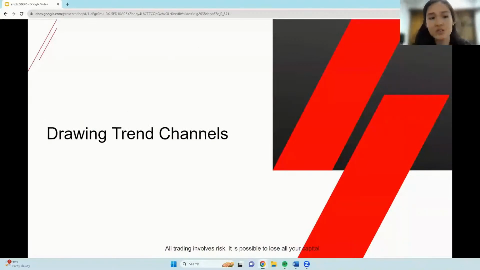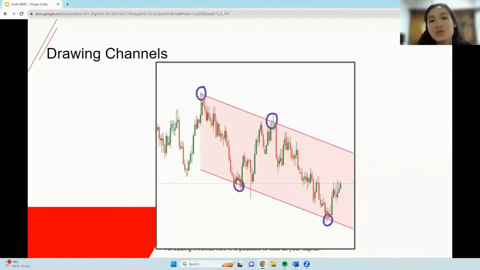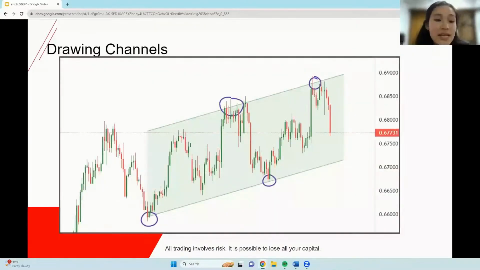So now we're going to look at drawing trend channels. Trend channels require at least 4 significant touches, 2 at the top and 2 at the bottom, and they don't need to be in consecutive order, like in this image here. For example, this is consecutive, top, bottom, but it can also be top, top, bottom, or bottom, bottom, top, top. The order doesn't really matter as long as they're significant swing highs and swing lows, and they touch your channel 4 times. This is an example of an ascending trend channel.